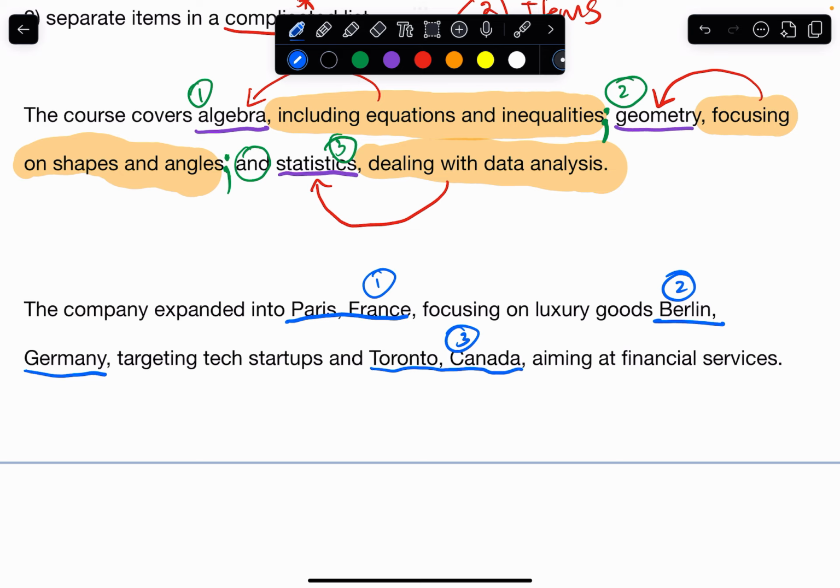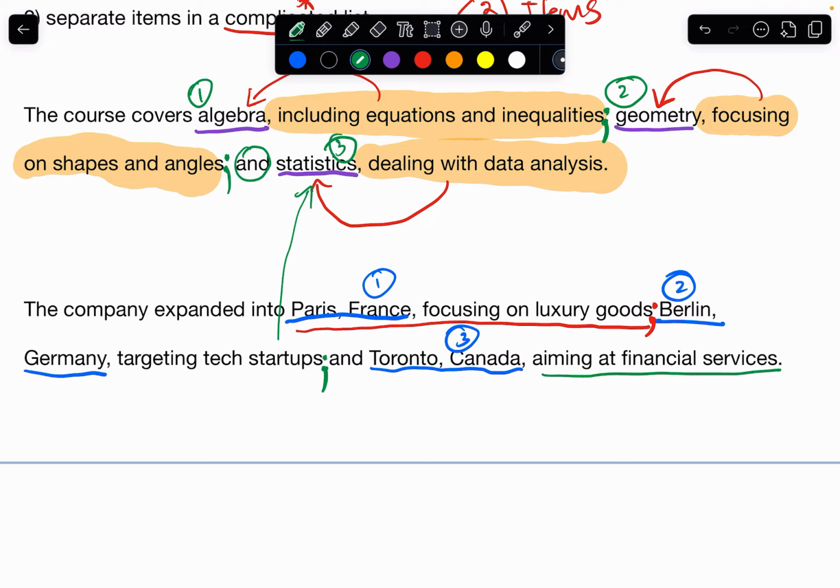So you know that before the next item, there's usually a semicolon. So that would read Paris, France, focusing on luxury goods. Okay, that makes sense. Then Berlin, Germany, targeting tech startups. And again, as I said before, you put a semicolon before the end. So then Toronto, Canada, and then aiming at financial services. That belongs to that. This belongs to this. And then this belongs to that.